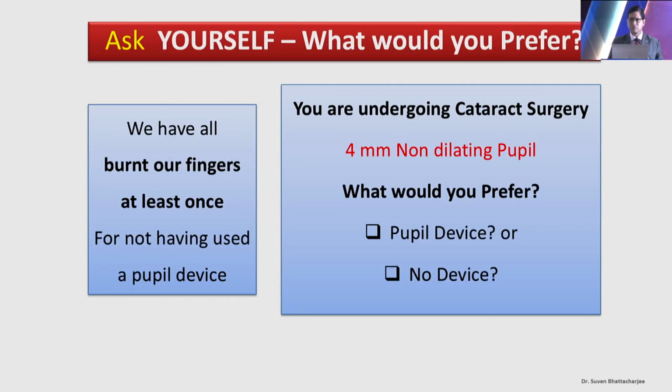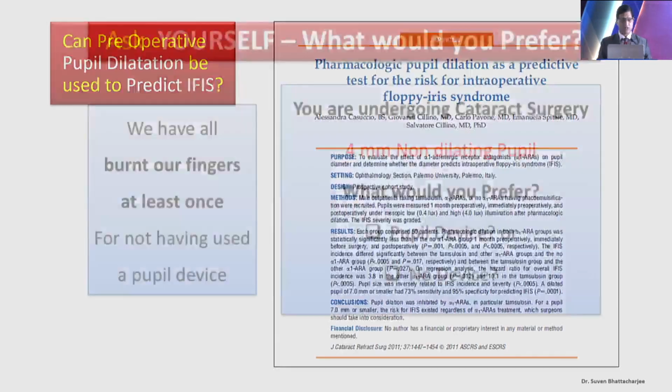So you need to ask yourselves, what would you prefer? We've all burnt our fingers. We're all great surgeons. We've burnt our fingers trying to do small pupil phacosurgery without devices and taking a call a little late, or not taking that call. Now, if you are undergoing a cataract surgery and you have a 4 mm non-dilating pupil, what would you like your surgeon to do? Use a pupil device or use the skills alone? I think you have the answer.